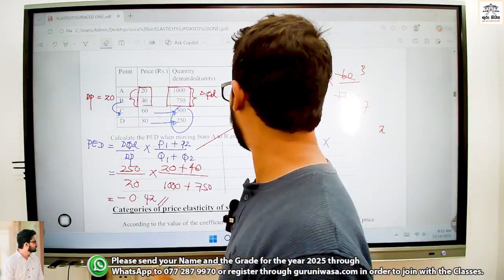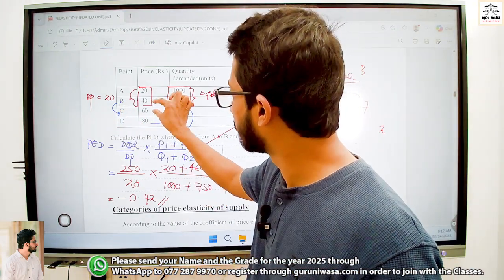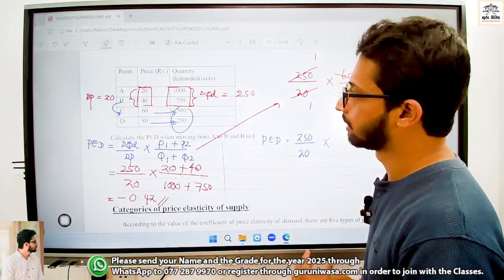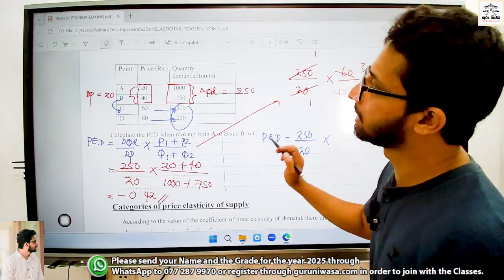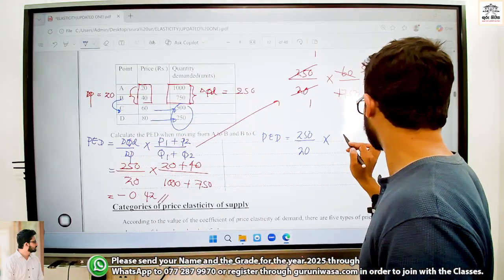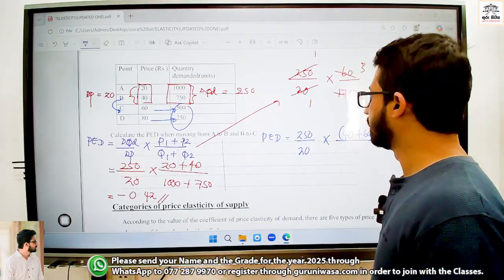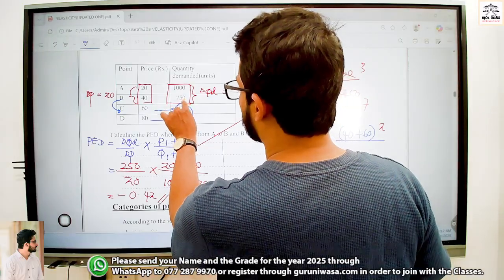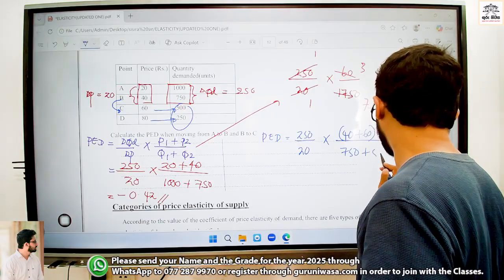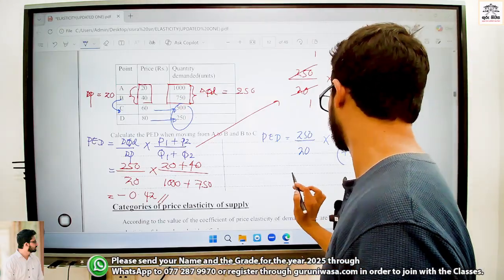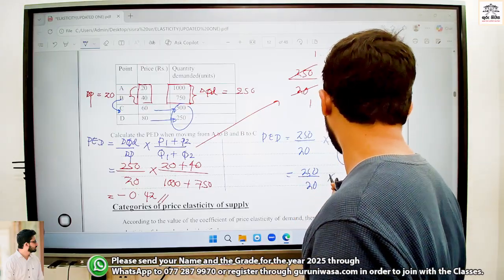From B to C means this point to this point. Right? Then take the prices there: 40 plus 60. From B to C, the two prices are 40 plus 60, divided by 750 plus 500. Right? PD equals 250 divided by 20.